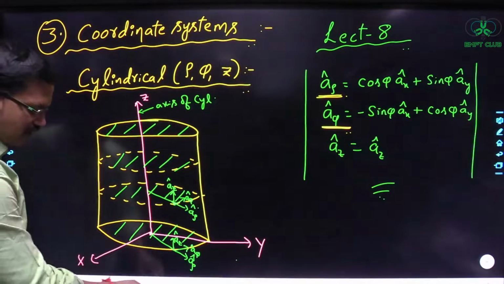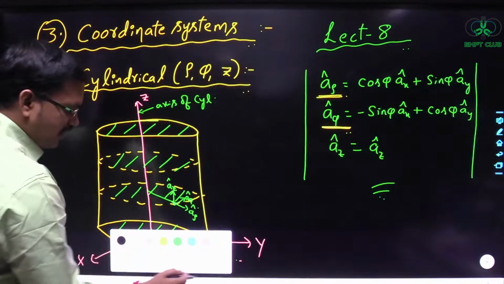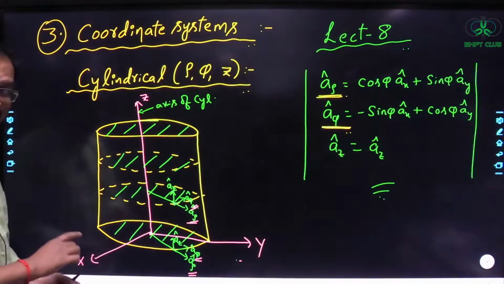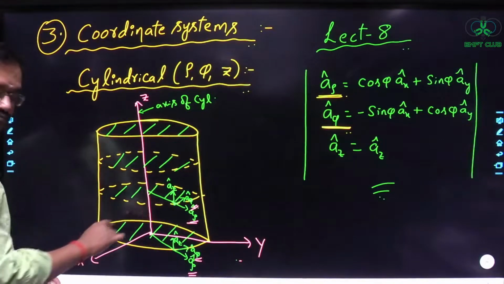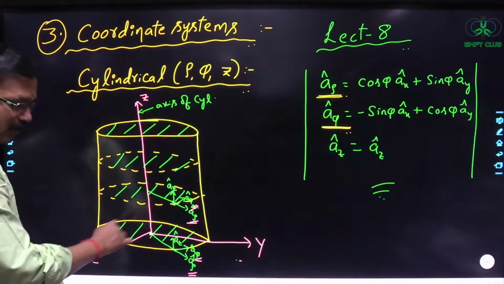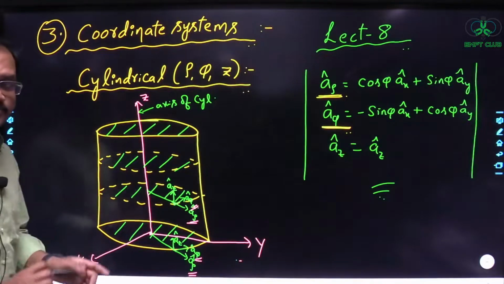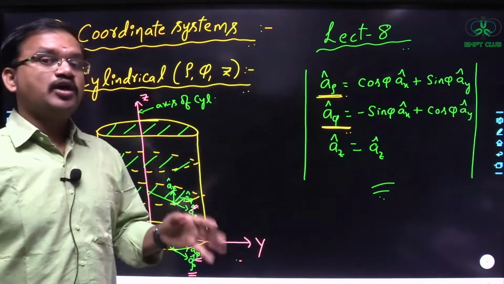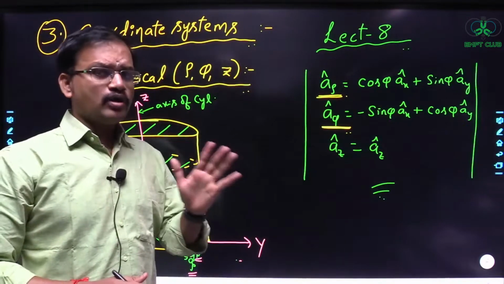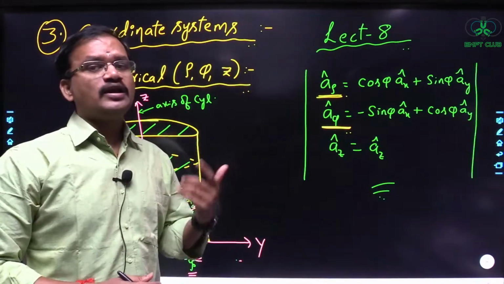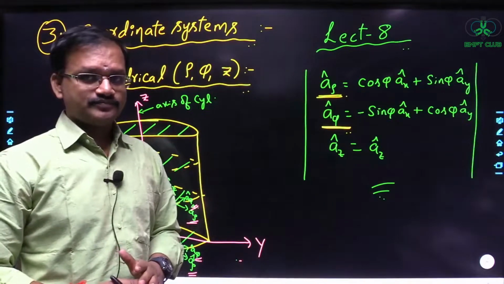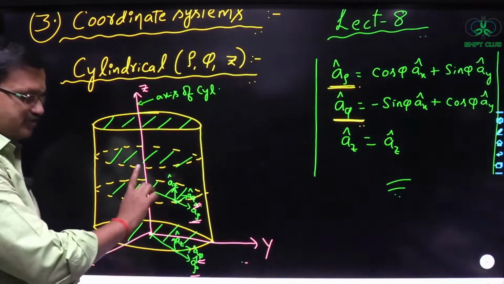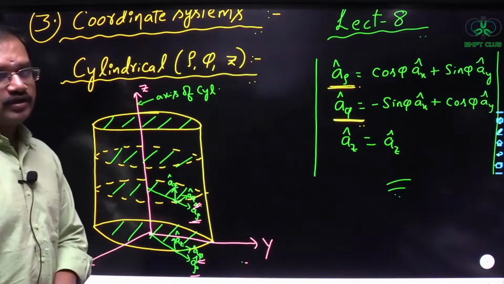So if you observe here, a rho cap and a phi cap are lying in this plane, the xy plane, which means a rho cap and a phi cap are going to have only x component and y component. a z cap is perpendicular to this xy plane. That's what we can observe here.